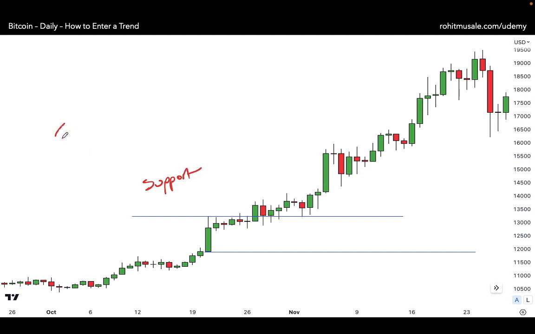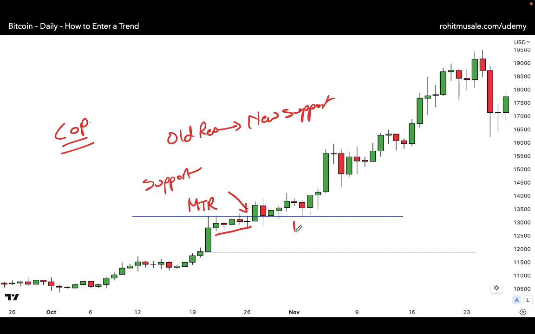So there is a concept called change of polarity. So old resistance becomes new support. So this blue line was acting as a resistance. None of these candles was able to close above that resistance level. However, once that resistance level was broken, suddenly that same resistance becomes multi-tested support. So this line was multi-tested resistance here. By the time it reached here, it became multi-tested support.